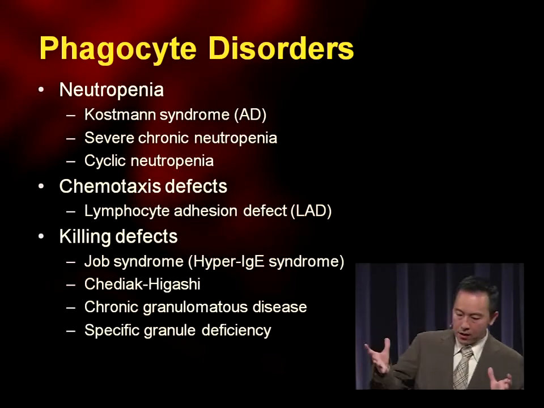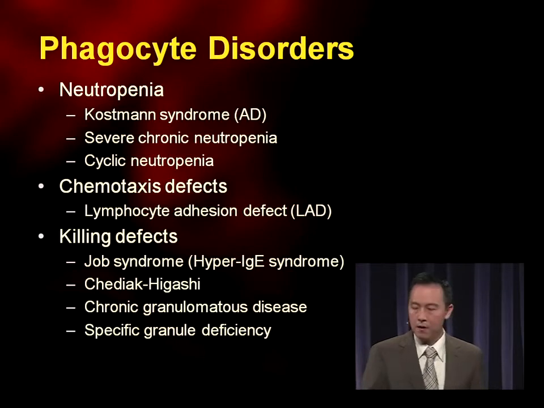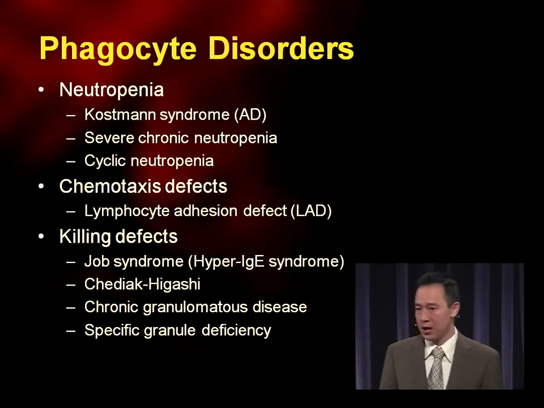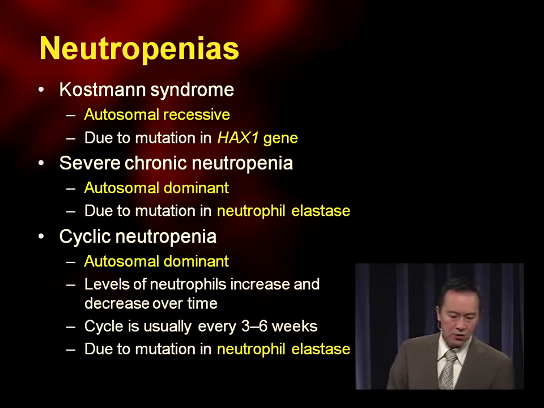All right, moving on to the next arm of the immune system are phagocyte disorders. There are a host of congenital neutropenias, including Kostmann syndrome, severe chronic neutropenia, and cyclic neutropenia. There are chemotaxic defects such as LAD, or leukocyte adhesion defect. And there are also killing defects like hyper IgE syndrome, Chediak-Higashi, chronic granulomatous disease, and specific granule deficiency. And we'll talk about each one. All right, let's start with the neutropenias.